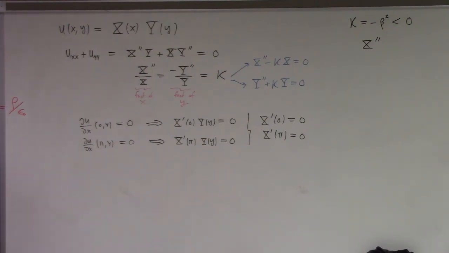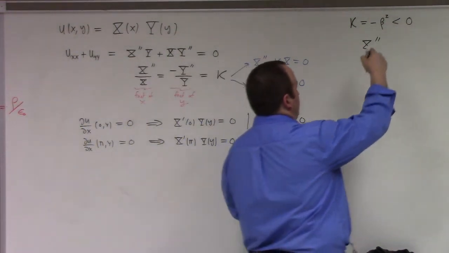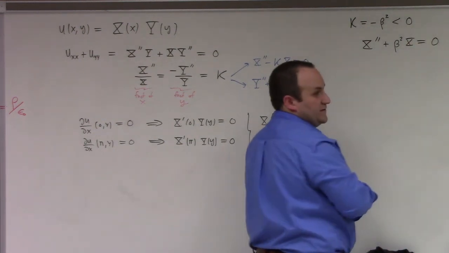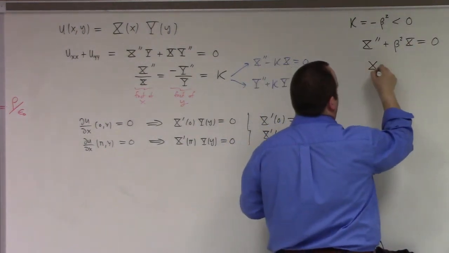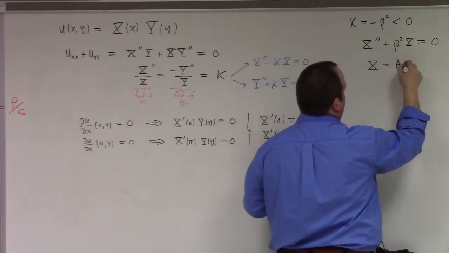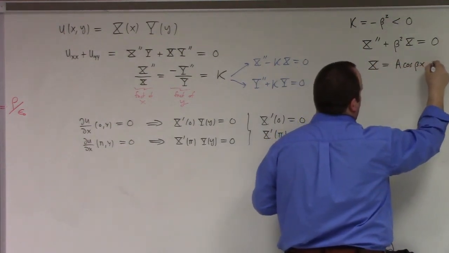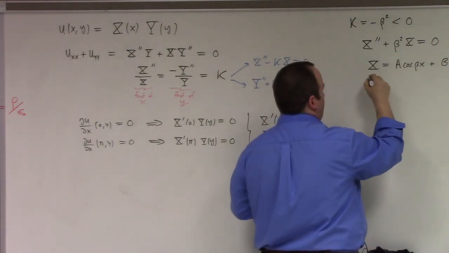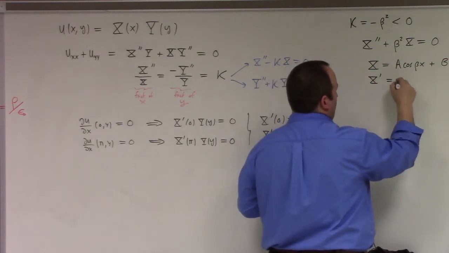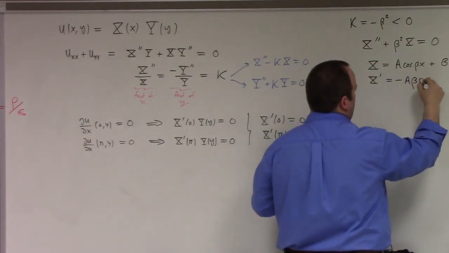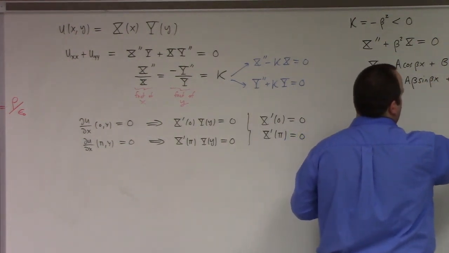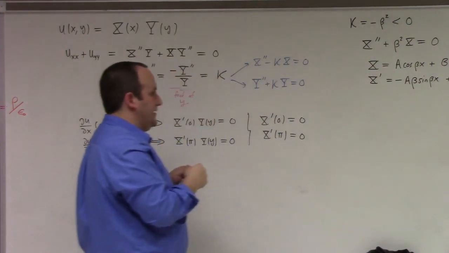All right. So this is x prime prime plus beta squared x equal to 0. So we can solve that. That gives us x is equal to something like a cosine beta x plus b sine beta x, right? And then x prime is what? Minus a beta sine beta x plus b beta cosine beta x, yeah? So let's plug in 0 and pi, see what happens.